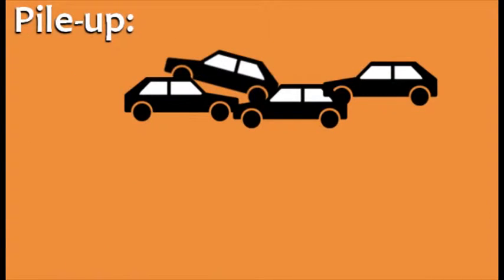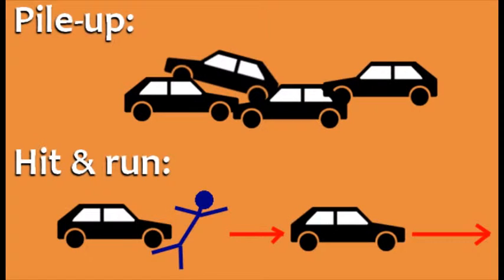When multiple cars hit each other, this is called a pile-up. Pile-ups often occur when the weather and road conditions are bad. Sometimes a car hits a person, but instead of stopping, the driver of the car drives away. This type of accident is called a hit and run.